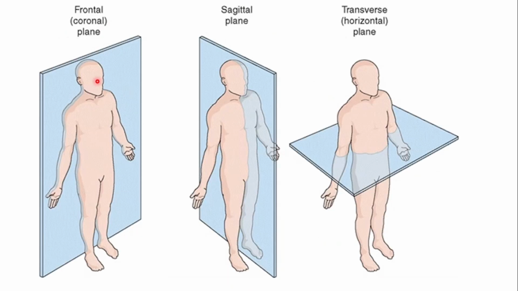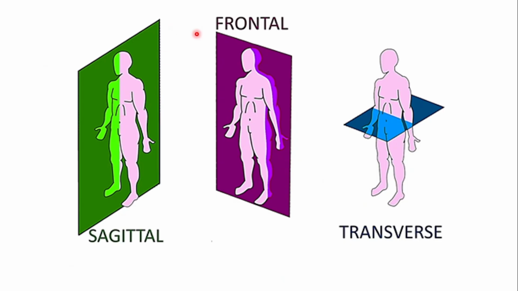So let's look at some examples here. This right here is an example of the frontal or coronal plane. This is another type of plane, and this is another one. We're going to get to those, but I want you to see how the frontal plane is going to divide this body into the front part and the back part. All right, so this is another example of the frontal plane. Again, the frontal plane is going to divide the body into the front part and the back part.